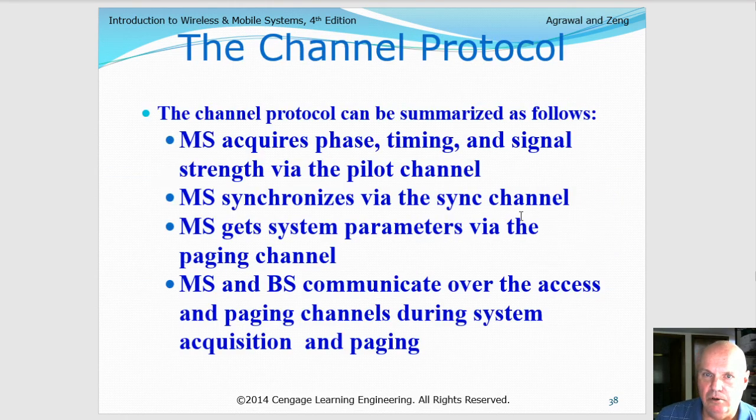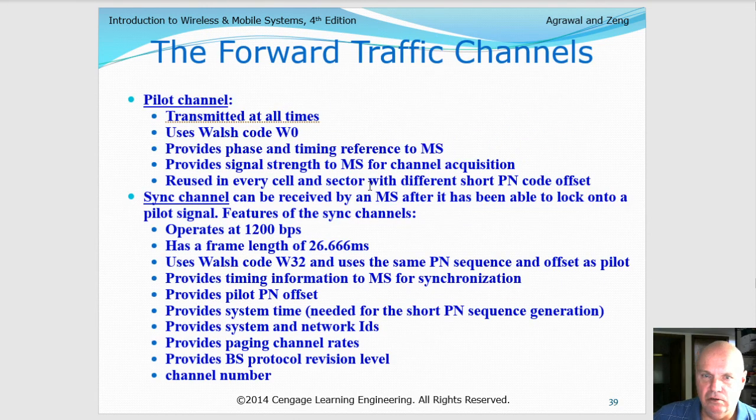So the basic channel protocol can be summarized by: the mobile system acquires phase, timing, and signal strength information from the pilot channel, and then synchronizes via the sync channel. It gets system parameters via the paging channel, and then they communicate with one another using the access and paging channels during system acquisition and paging, and then the traffic channels for an actual conversation. Okay. So just some details.